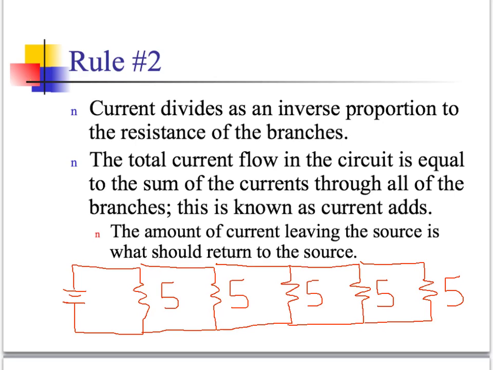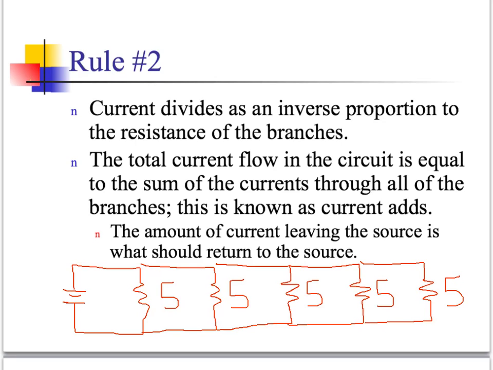Rule number 2 for a parallel circuit. The first statement is current divides as an inverse proportion to the resistance of the branches. That might be a little bit of a confusing way for us to state it. I prefer the second bullet point here as a much better way to think about it: the total current flow in the circuit is equal to the sum of the currents through all of the branches. This is known as current adds.